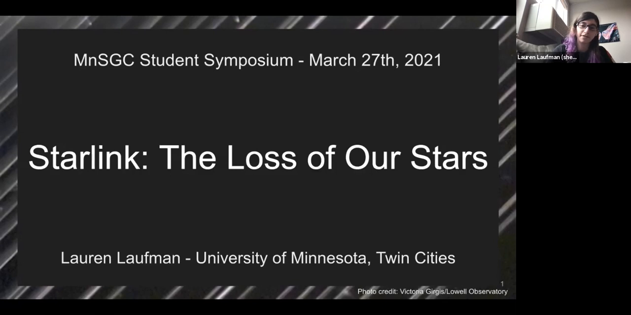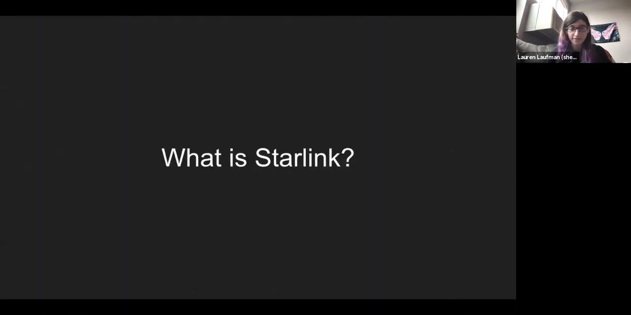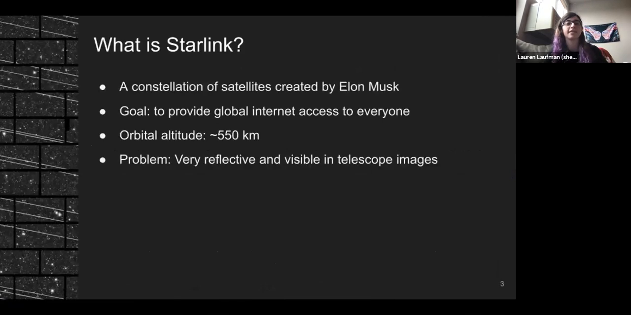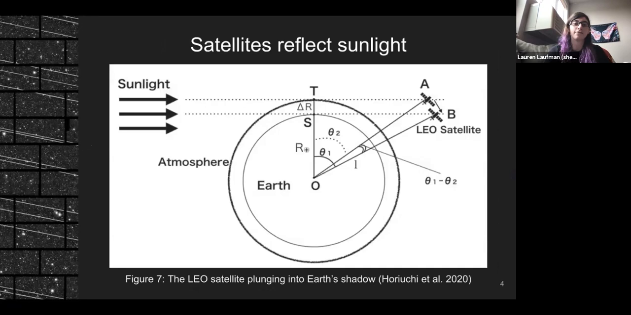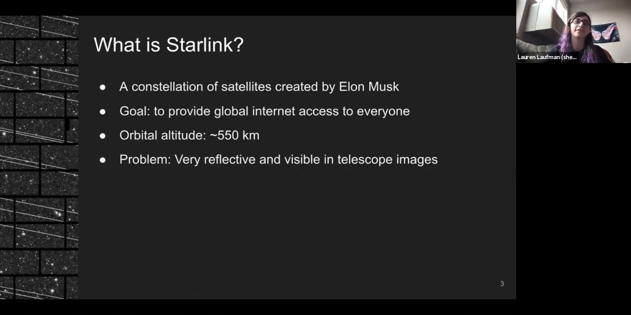So first off, what is Starlink? In case you haven't already heard, Starlink is a constellation of satellites created by Elon Musk and launched by SpaceX into low Earth orbit. The goal of Starlink is to provide global internet access to everyone. Their orbital altitude is approximately 550 kilometers. The plan is to have several thousand, like 40,000 of these, which is why it's called a satellite constellation. But the main problem with Starlink is that they are extremely reflective and visible in telescope images.